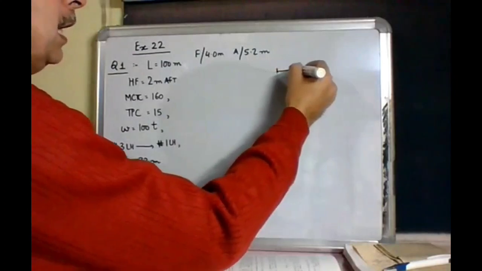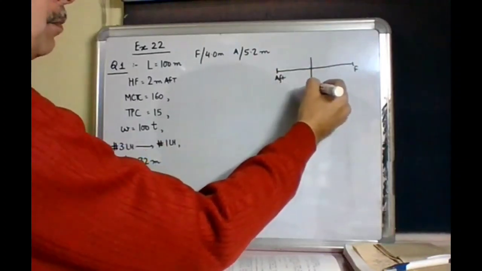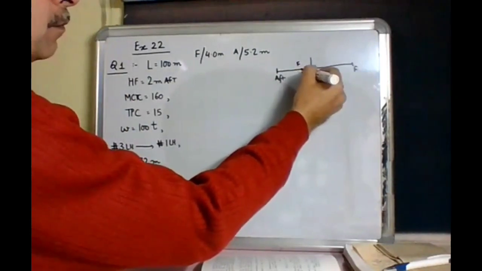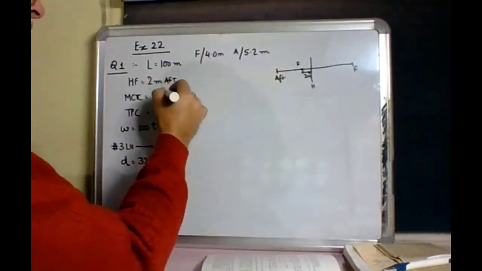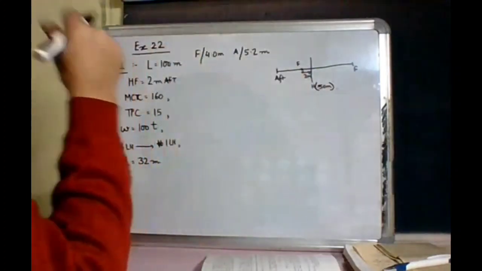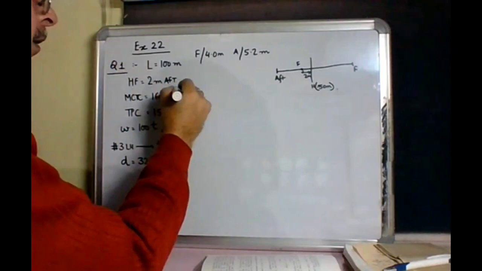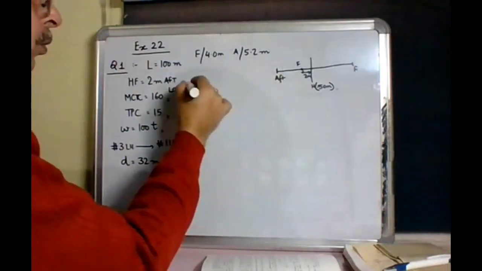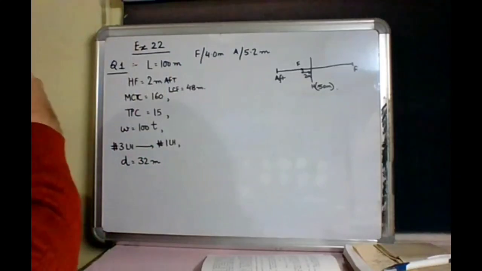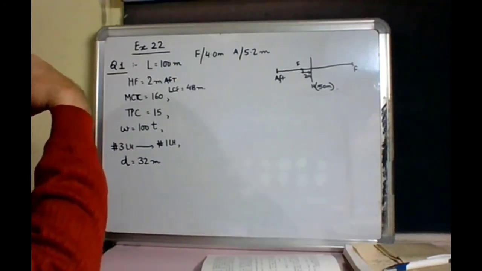So make a scale. This is forward. This is aft. This is midship. Center of rotation is 2 meters aft of midship. So how much is LCF? This is a 50 meter mark, L by 2. Midship is the 50 meter mark. So LCF will be 50 minus 2, 48 meters. Is LCF okay with everyone? Yes, sir. Okay.